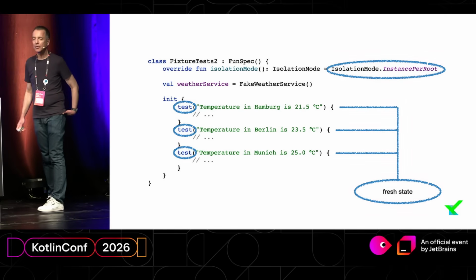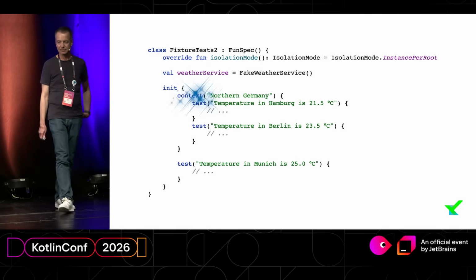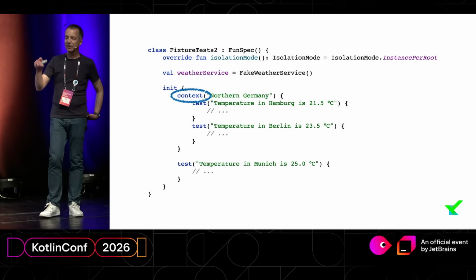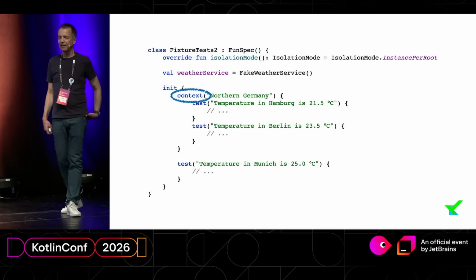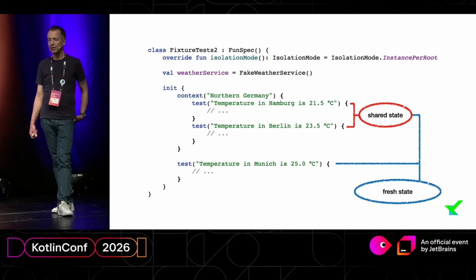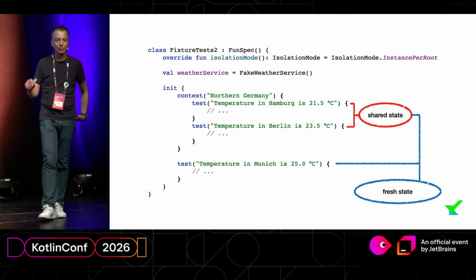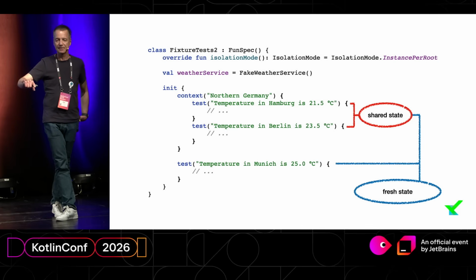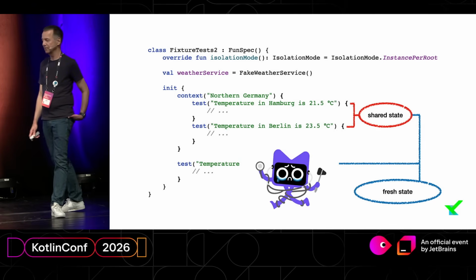But now, if we want to insert another suite, where we could use the context function in Kotest, then everything changes. Because now, we would get fresh state per element that's below the class level, and not per test. And this is almost never what we want.